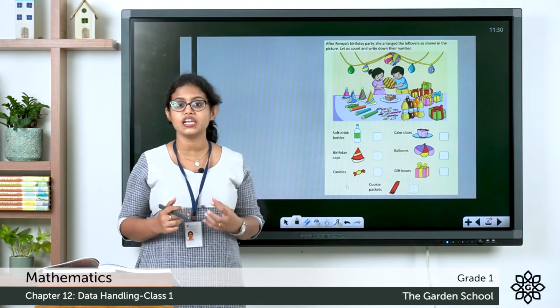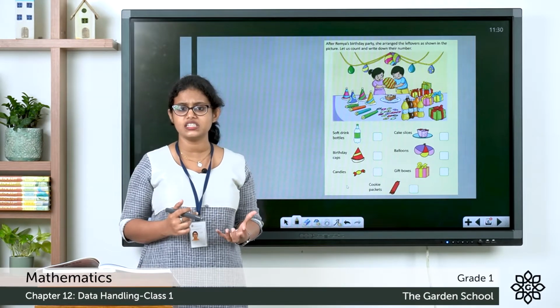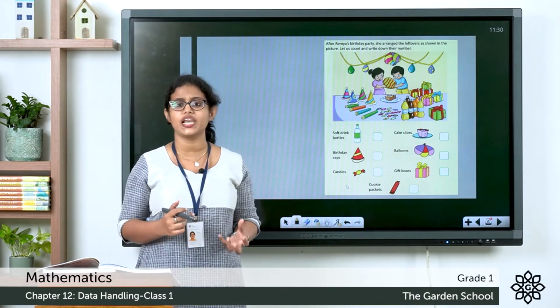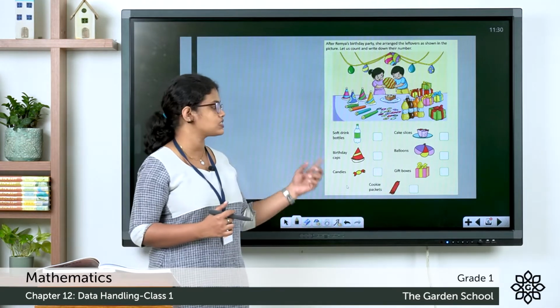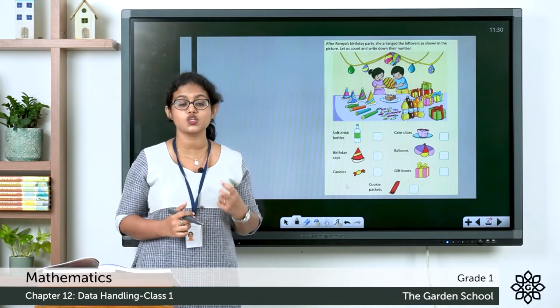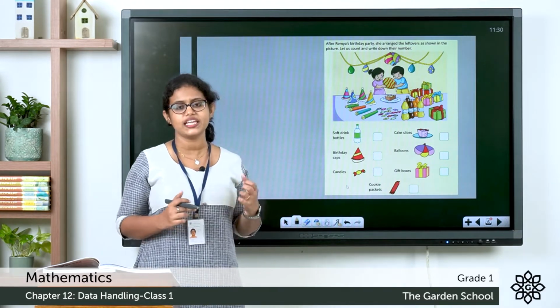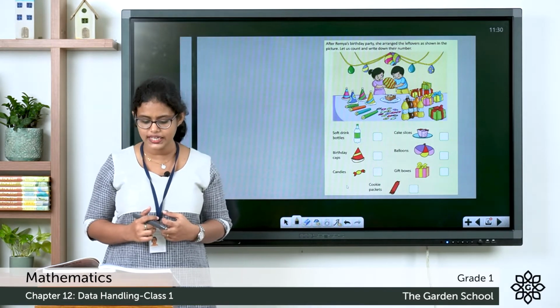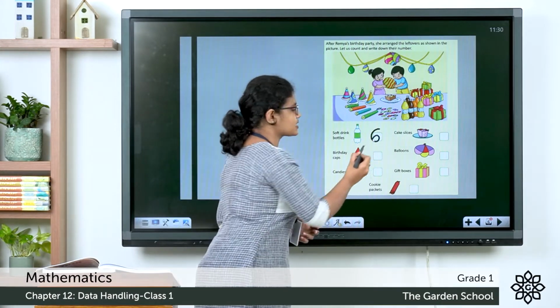So what all things are left over? There are soft drinks, birthday caps, candies. There are many items which are left over. So you have to count them and write their numbers in the box. So see the first one. Soft drink bottles. So how many soft drink bottles are left over? Can you just count and write? How many are there? There are 6. So you can write it here, 6.